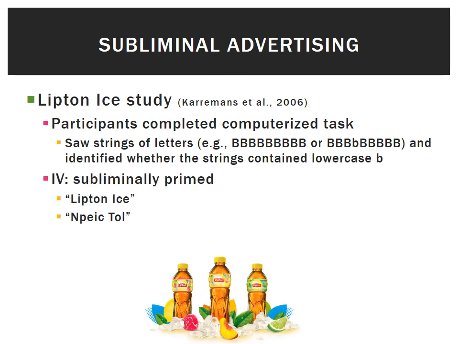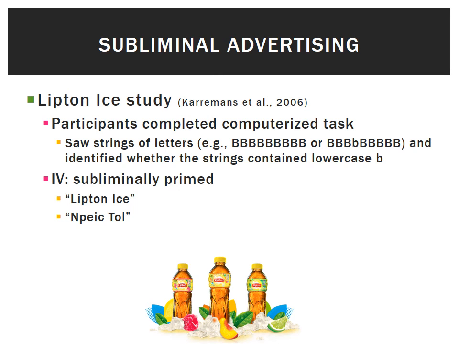Now what happens is the priming is happening subliminally. Between these strings of letters, they're being primed, so a couple of words are flashing on the screen so quickly they have no idea they've seen anything at all. They just see the computerized task they're doing, but they're being subliminally primed.